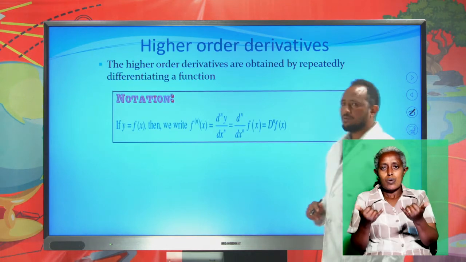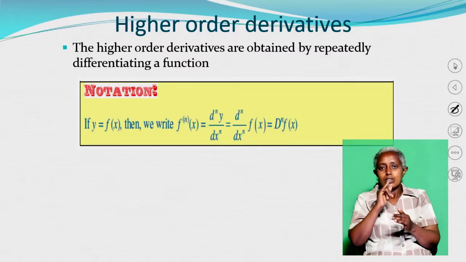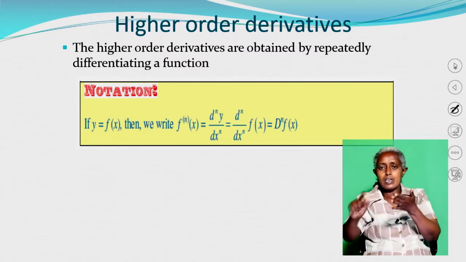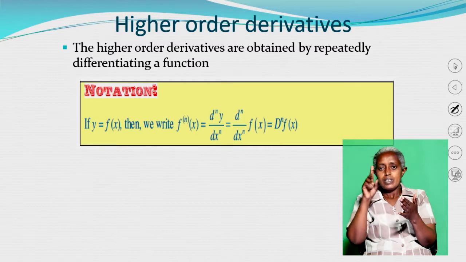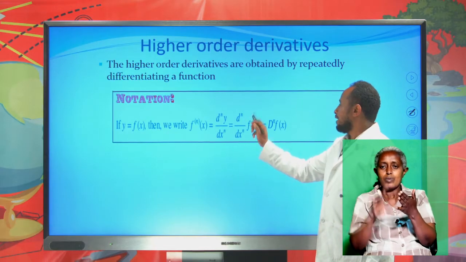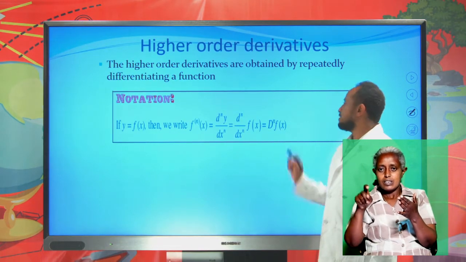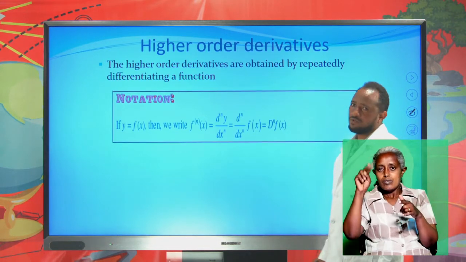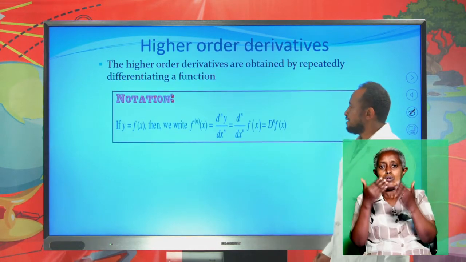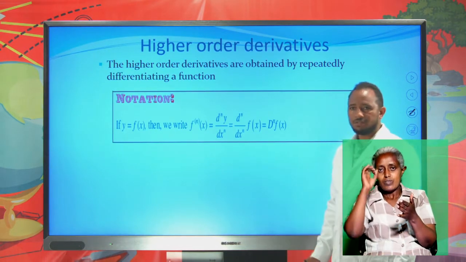Now, let's see one notation. If y is f of x, then we write the nth derivative of the function in this form, d^n y by dx^n, or in this form, d^n of f of x by dx^n, or using this notation, capital D^n of f of x. So these all simply mean the nth derivative of a given function.